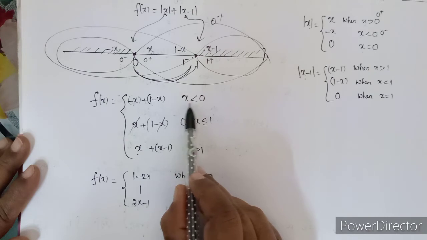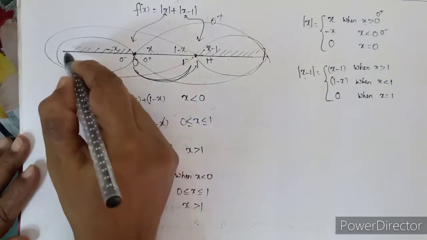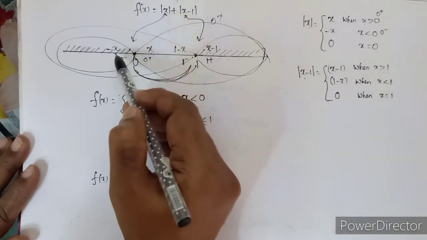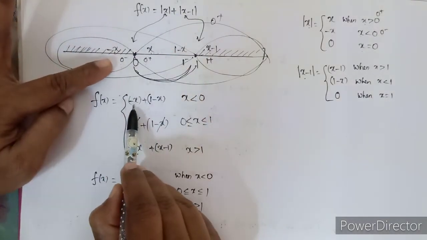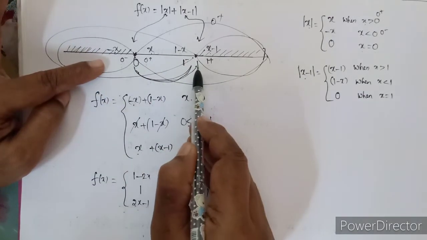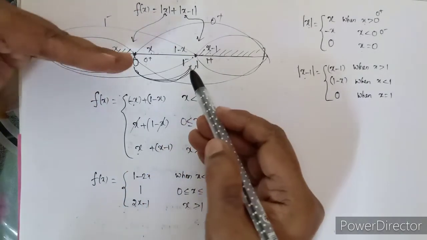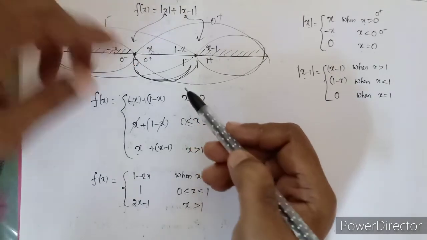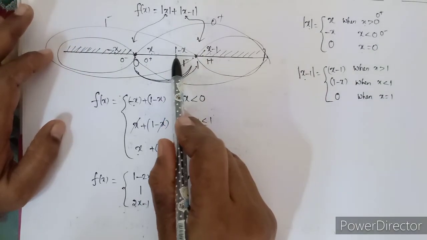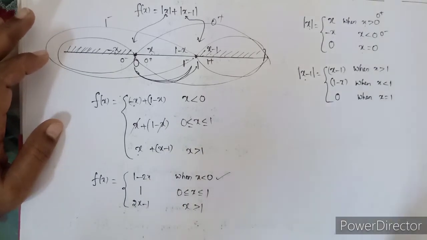First we take x less than 0. That means x is in the negative neighborhood of 0. All these x's are less than 0. When x is less than 0, we should write mod x as minus x. These x's are also less than 1. That means they are in 1 minus, the negative neighborhood of 1. All these are less than 0 as well as less than 1, so they are in 1 minus. So we should write mod of x minus 1 as 1 minus x. On adding these two we get 1 minus 2x. That is when x is less than 0.